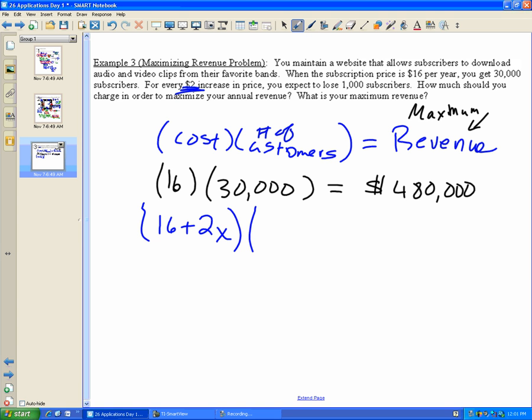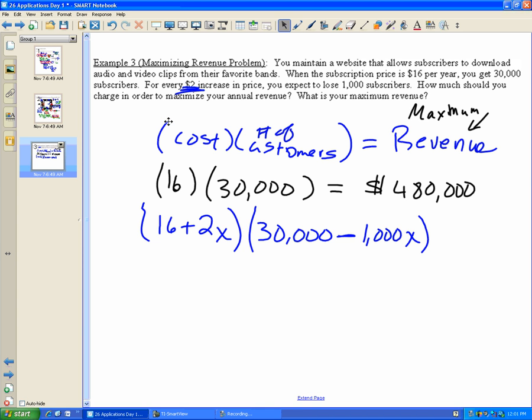So that 16 plus 2x, that's going to be the amount of money I'm going to charge. And how many increments I need to go up is x. Using that same incrementing thing, I'm going to start with 30,000 subscribers, and I'm going to lose 1,000 of them per increment. Every time I change by $2, I'm going to lose 1,000 subscribers.